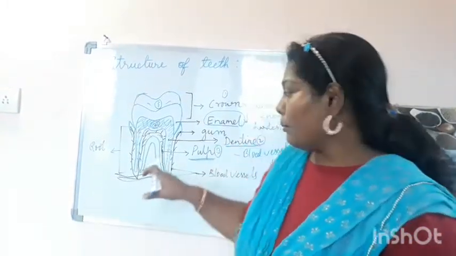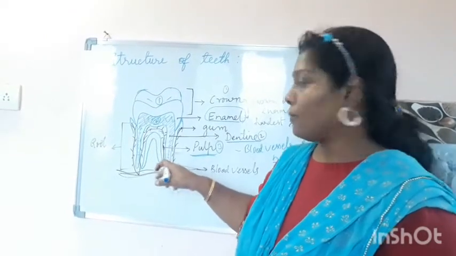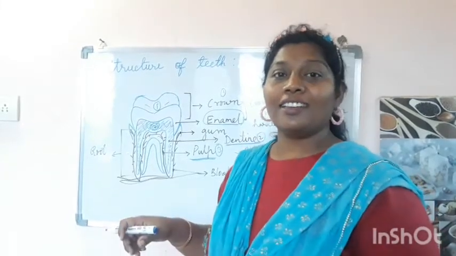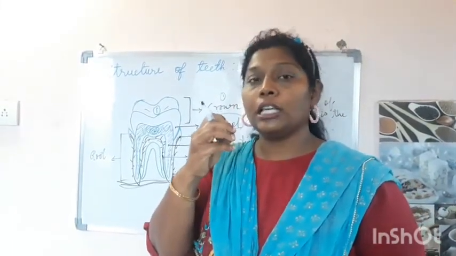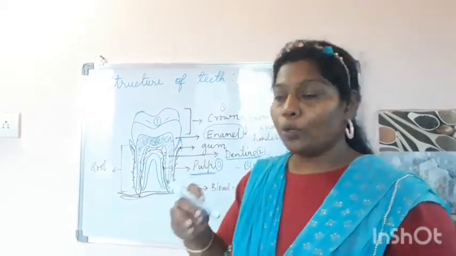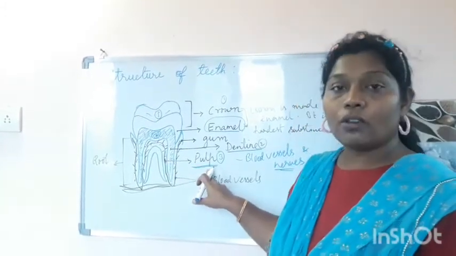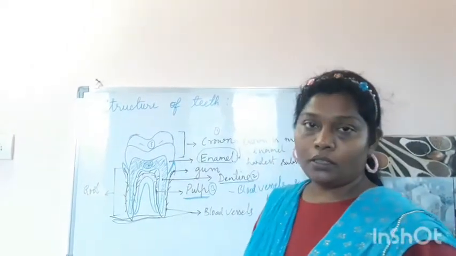So the pulp is having the nerve endings and the blood vessels. It is helping in the sensation of your teeth. Sensation. If something happens in your mouth, if a tooth moves or there is pain in the tooth, all this can be learned by you just because of the pulpy region which is present in the teeth.